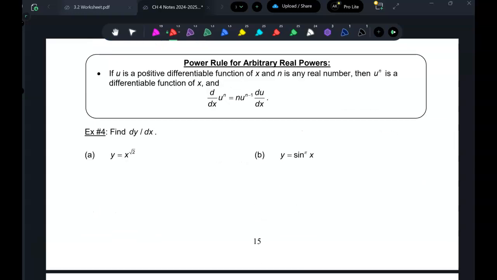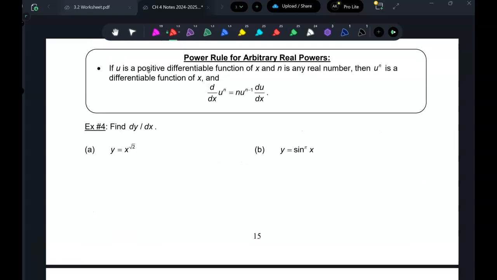Okay. So we've done the power rule a number of times, including in this section. This is just for arbitrary real powers. So for example, what if we had a square root of 2 or we had a pi? Well, the rule is still going to be the same. It's just not going to look pretty. So if I have y equals x to the square root of 2, I'm still going to move the square root of 2 to the front, x to the square root of 2 minus 1. And we leave it, because there's nothing else that we can do to simplify this.